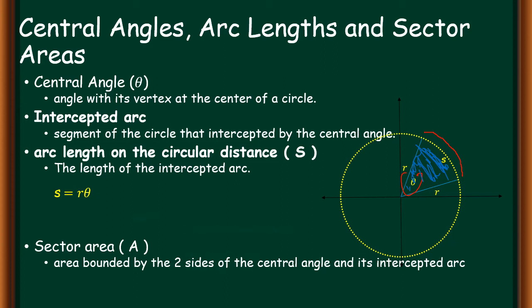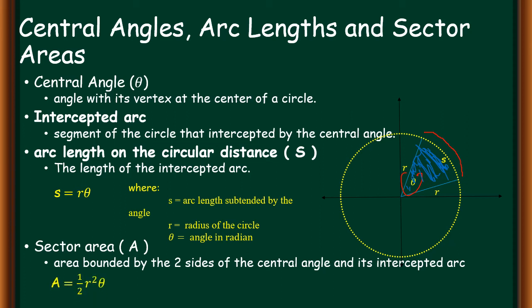So S equals r theta, where S is the arc length subtended by the angle, r is the radius of the circle, and theta is the angle in terms of radian. Again, if you're using this formula, use theta in radian. So do not use theta in degrees, or magsasayo pa kayo ng answer.